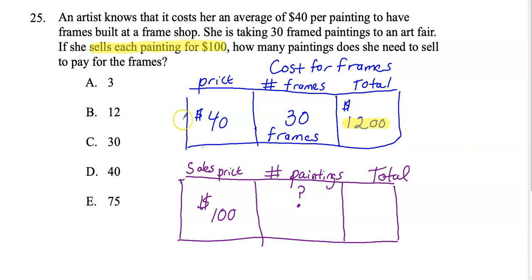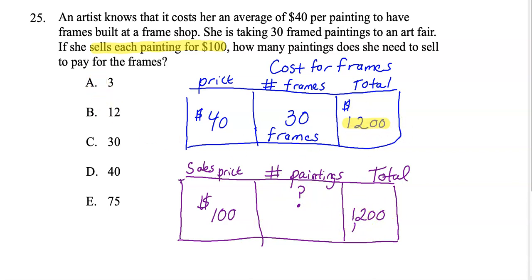Well, look, if you're not sure, let's look back at the question. It says, how many paintings does she need to sell to pay for the frames? Well, the frames cost her $1,200. So she's going to need to sell $1,200 worth of paintings to pay for the frames. These two need to be the same, so I want to put $1,200 here. That's why you got to read that final question. So, how many paintings is she going to have to sell to get $1,200 back to pay for the frames?